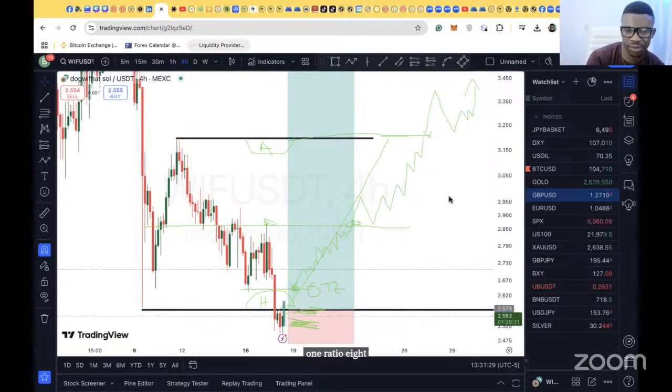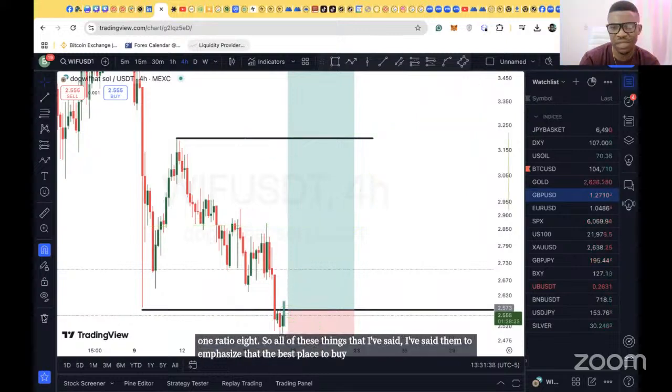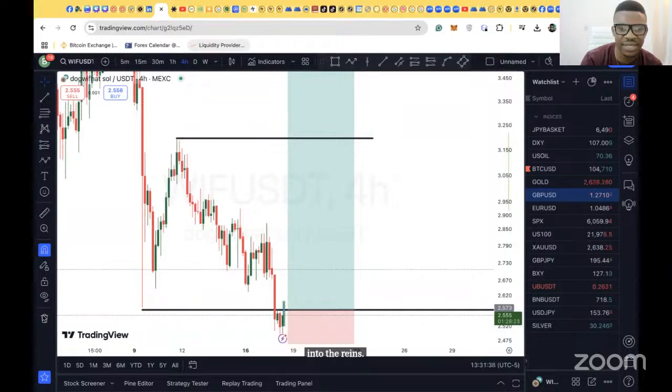All of these things I've said emphasize that the best place to buy is when our price is back into the range. What is the range? The lowest part and the highest part form the range of our price.